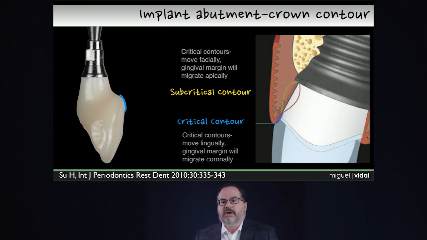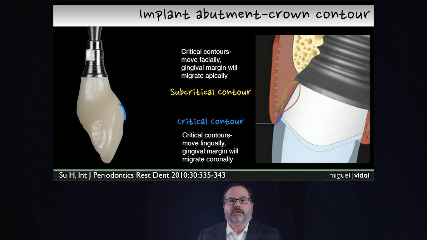So, for instance, if we wanted to make our gingival margin go more coronal or bring it down, we modify the critical contour and flatten that, and then the soft tissue will come down. Conversely, if we want to drive the tissue up apically, we then add bulk to our critical contour, and the soft tissue will go higher.